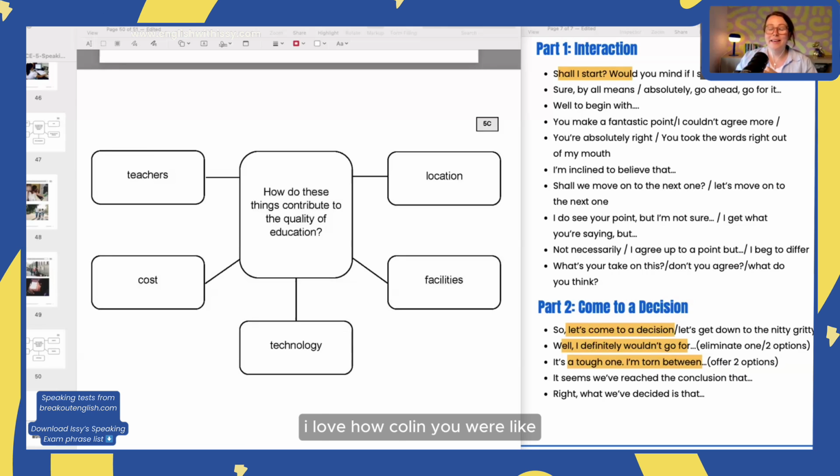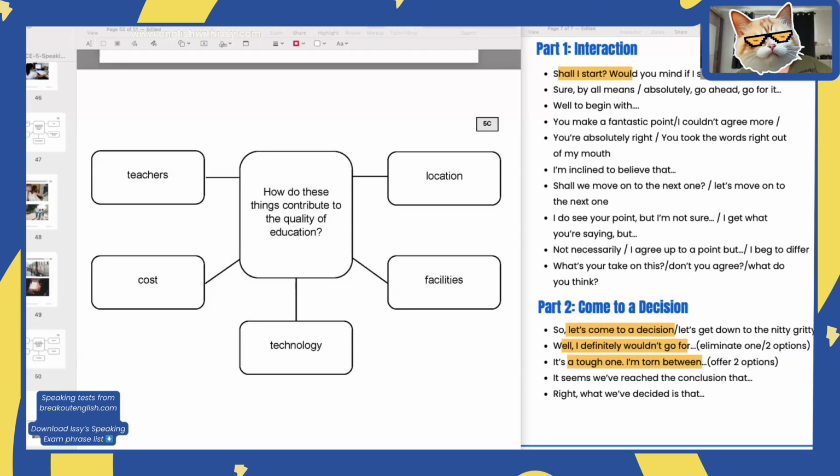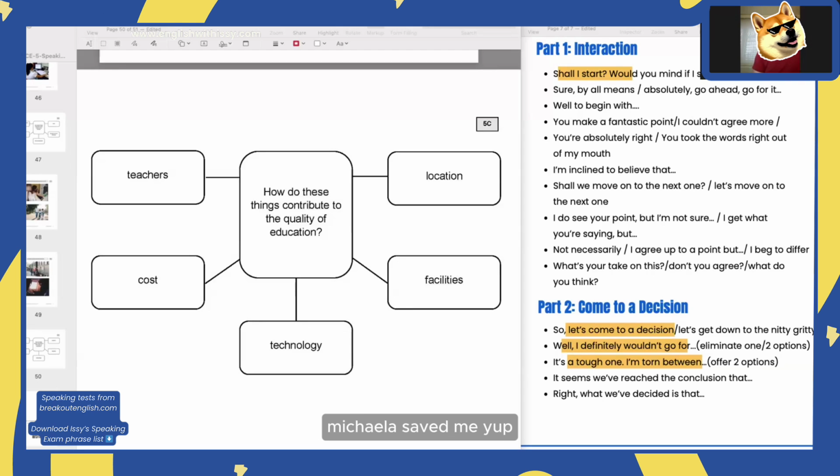I love how, Colin, you were like, you know what? I'm tired, I'm hot, whatever. That whatever at the end. And it's always right. No, but I think it's good. Michaela saved me. Yep, I'm joking.